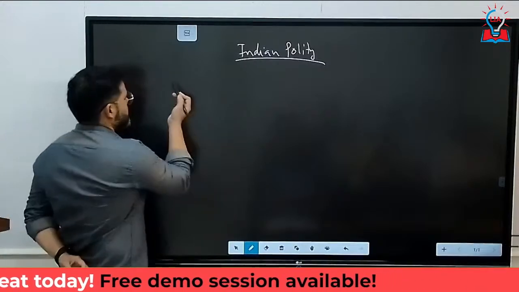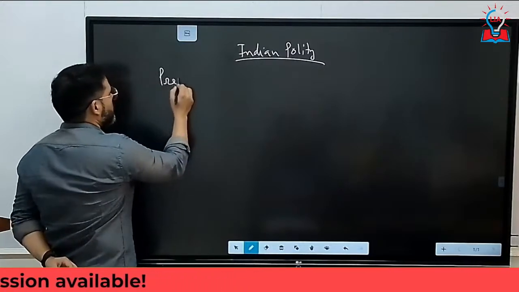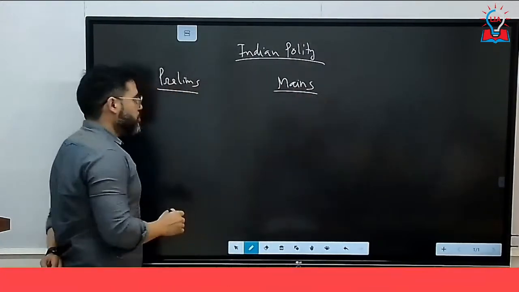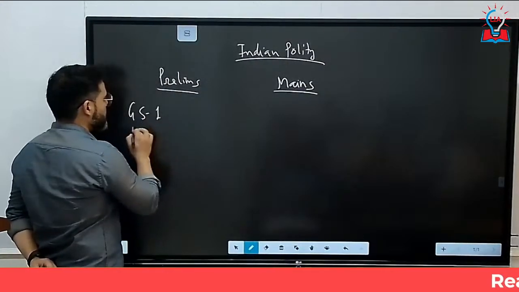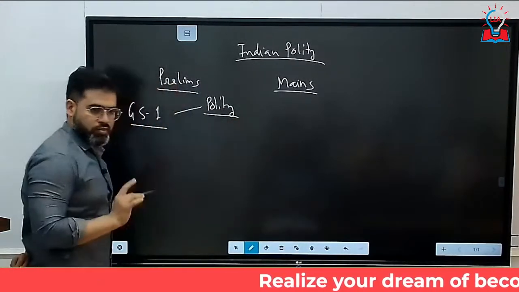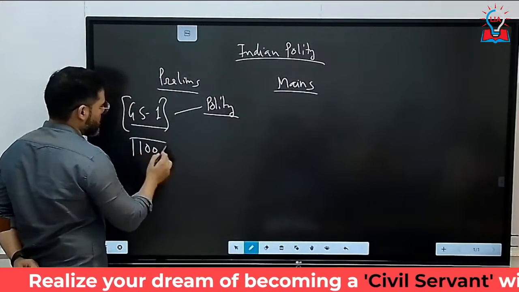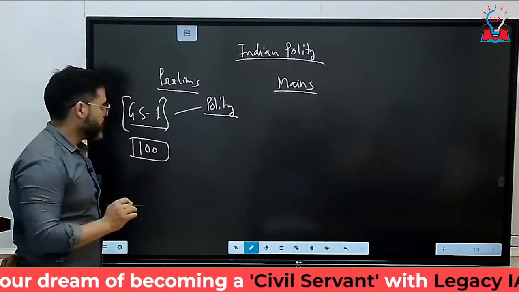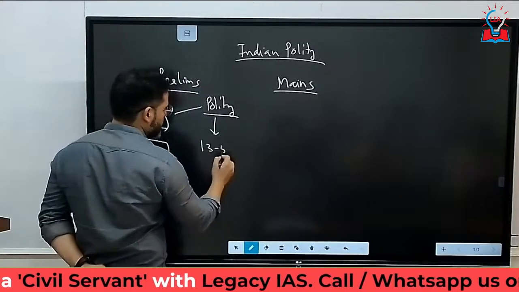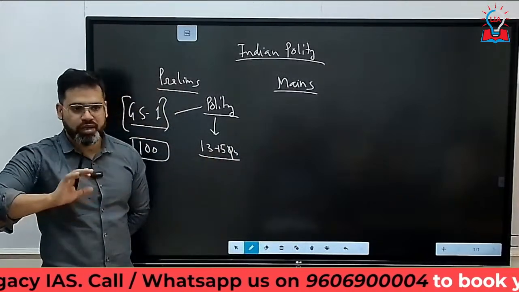So first, what is the importance of Indian polity in our paper? You will encounter Indian polity in the prelims paper as well as in the mains paper, correct? In the prelims, GS paper 1 is there, and in GS paper 1, one section will be the polity. In GS paper 1, around 100 questions will be asked. From Indian polity, on an average, you get 13 to 15 questions every year.